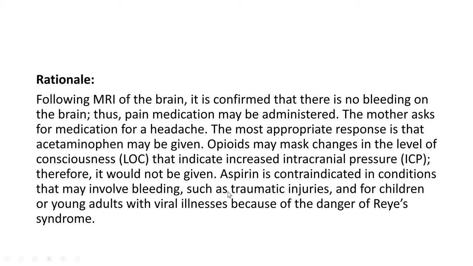So following the MRI, it is confirmed that there is no bleeding. Pain medication can be administered for headaches. Opioids can mask changes in level of consciousness that indicate increased ICP. Aspirin is contraindicated because it may involve bleeding, such as traumatic injuries. And if they're less than 5, they can develop Reye syndrome, which is something we don't want, okay? It is an abnormal accumulation of fat, and it really damages the brain. It really causes mitochondrial injury.